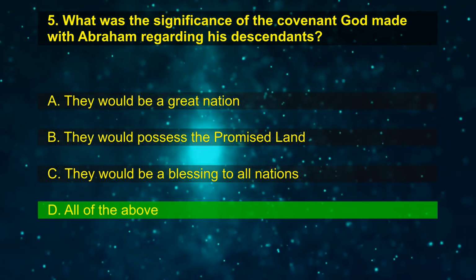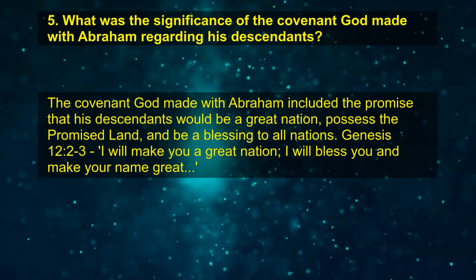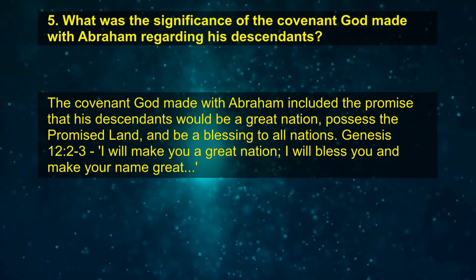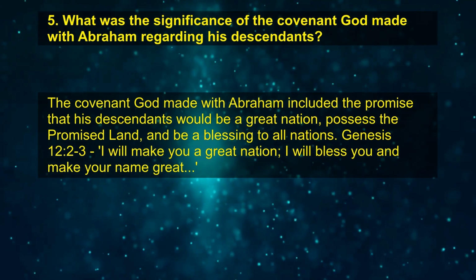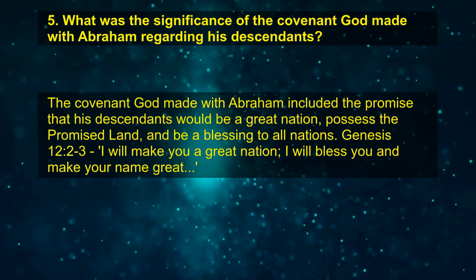Right answer is D. All of the above. The covenant God made with Abraham included the promise that his descendants would be a great nation, possess the promised land, and be a blessing to all nations. Genesis chapter 12 verses 2 to 3. I will make you a great nation. I will bless you and make your name great.